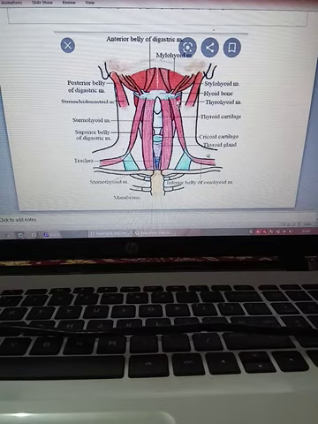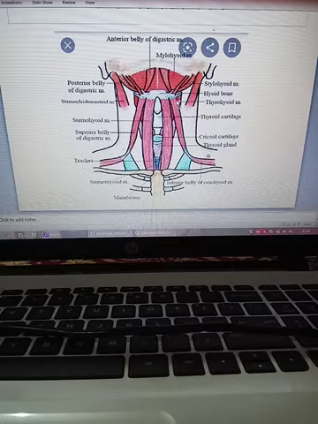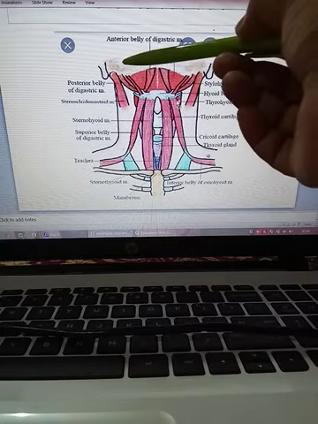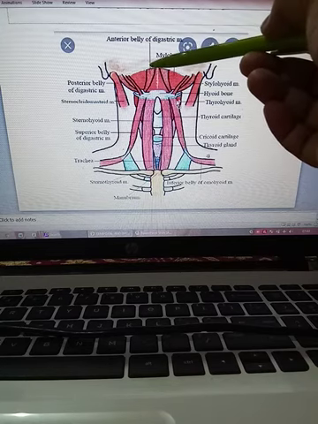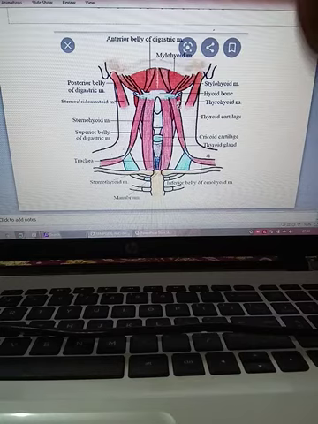If we talk about the origin of the anterior belly of digastric muscle, that arises from the mandible. You have a fossa on the middle of the mandible, that is called the digastric fossa. The anterior belly arises from the digastric fossa.